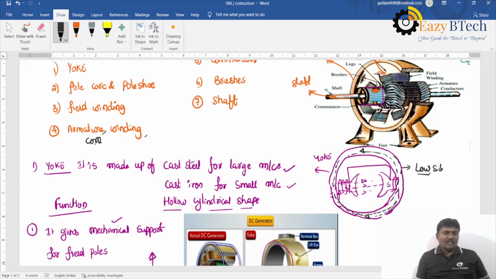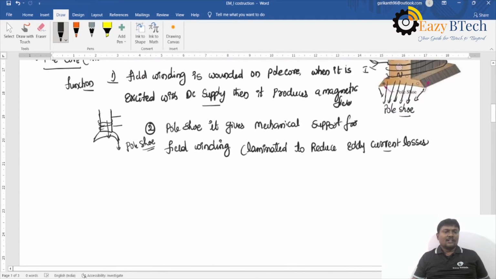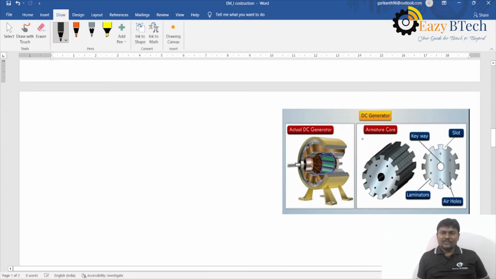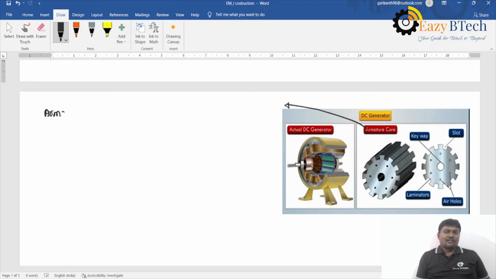One more major part is there. In the armature, we have an armature core and armature winding. So the third part is called the armature core. This one is the armature core.